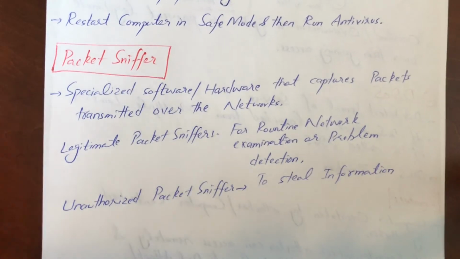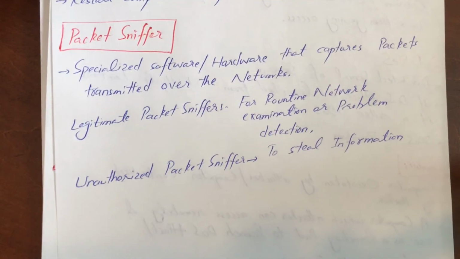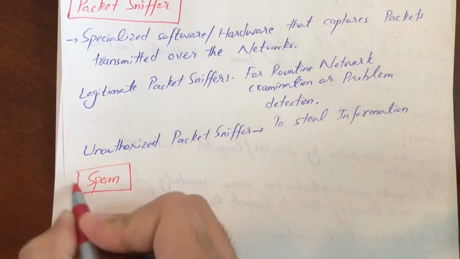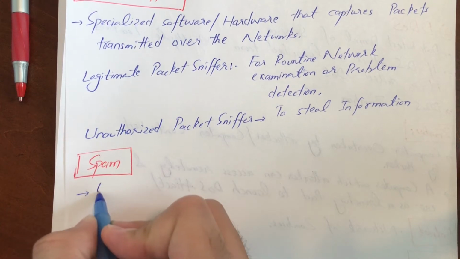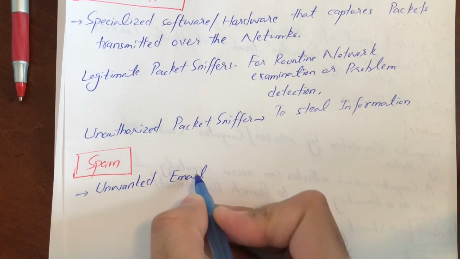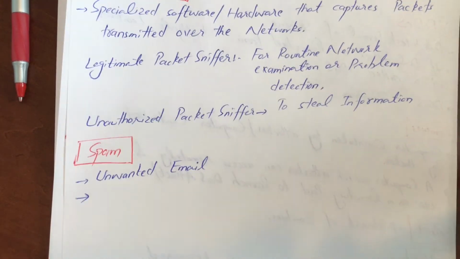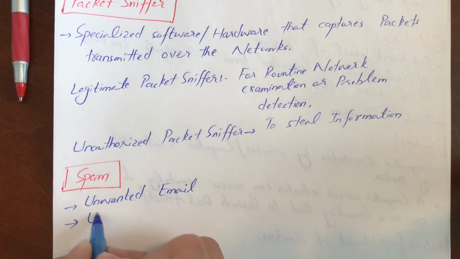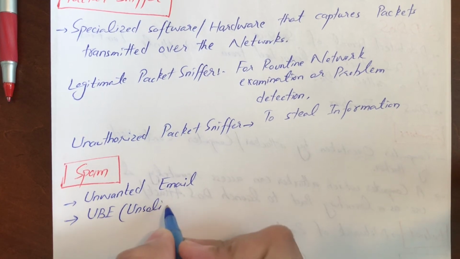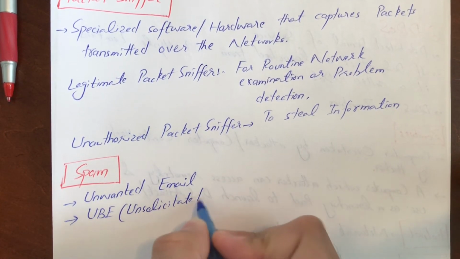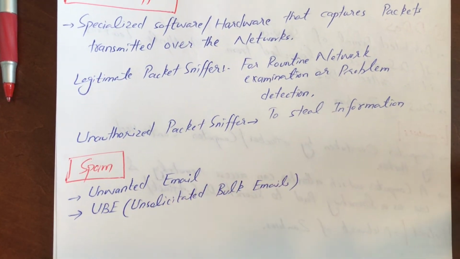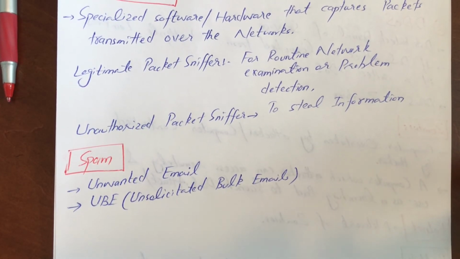Next is the spam filter. Spam is basically unwanted emails, and most of the time these spams are the carriers for viruses and all, also known as UBE. So please remember UBE, unsolicited bulk emails. So unwanted email or unsolicited bulk email is also known as spam.